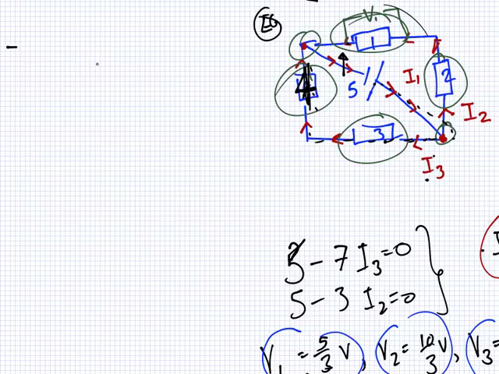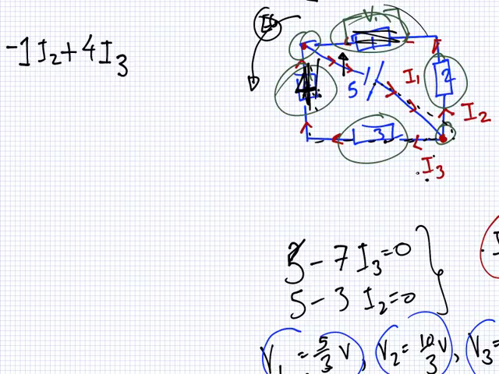Minus 1I2. Now, let's continue around the loop. What happens here? Do I gain or do I lose? Gain. Gain because you're going backwards. That's it. So it'll be a plus 4I3. No, this is I2. This part here is I3. Okay. Now, if I get here, do I gain or do I lose? Gain. So that's plus 3I3. And finally, when I make it to the end of the loop here, minus. Minus what? 2I3.